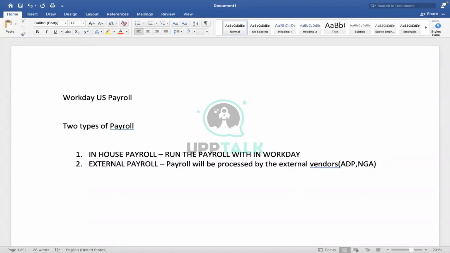Now, before we move on to that, since we're talking about payroll, can you tell me what all data we need in order to process the payroll? What are the dependencies and the data modules?